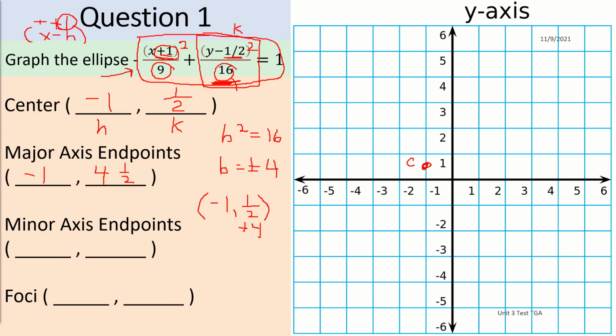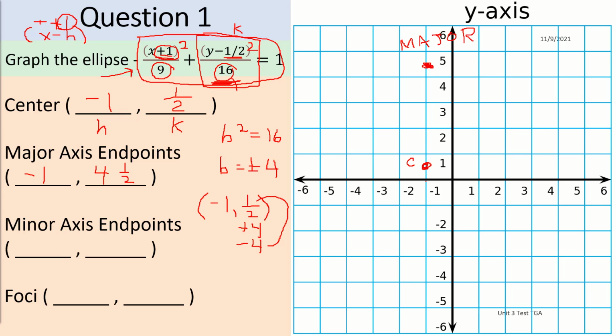Now there's another endpoint. There are two endpoints on each axis. The axis, or the axes, are lines. Okay, so now we're going to subtract 4 from 1/2. We're going to leave that x-coordinate alone. But let me go ahead and plot that point on my graph before I forget. So go over negative 1, go up positive 4 and 1/2. And then you can label those. I'll label it major because we have a major and a minor. That's one endpoint.